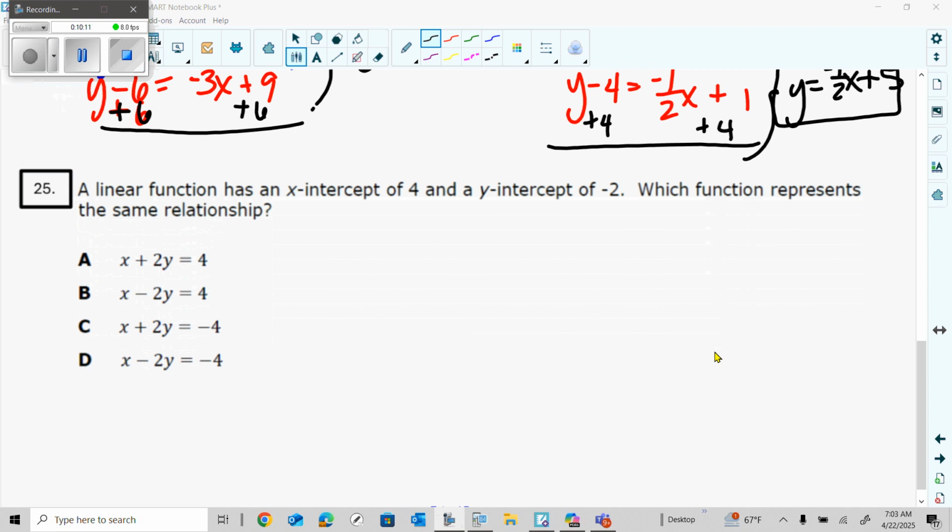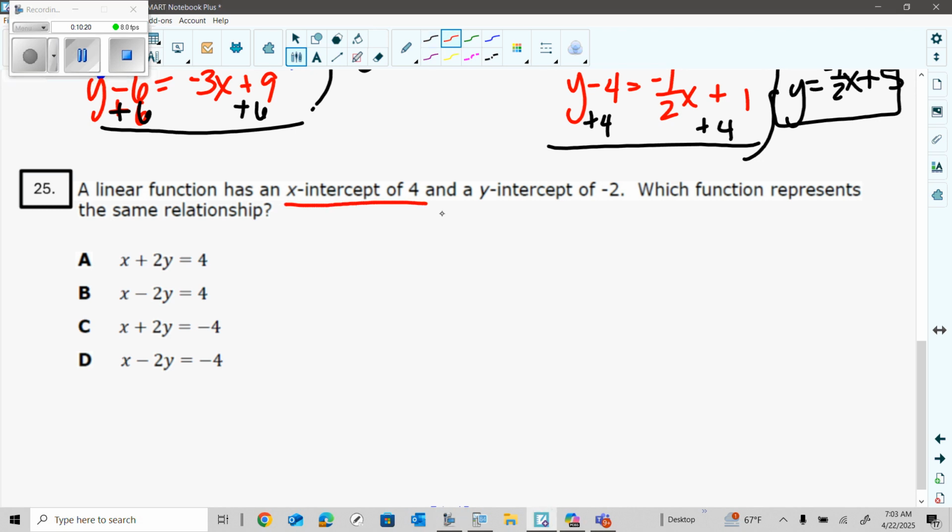All right, so here's a good STAAR-like question to help you see if you can come up with the equation. The key words here are x-intercept of 4. So you think of that as an ordered pair, 4, 0. And a y-intercept of -2. So that's 0, -2. Which function represents this relationship? So I'm going to let you try this different ways. We can try to write the equation. We can try to plug in to see which one works out.